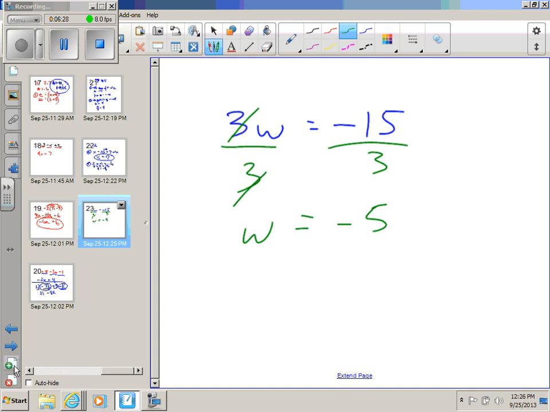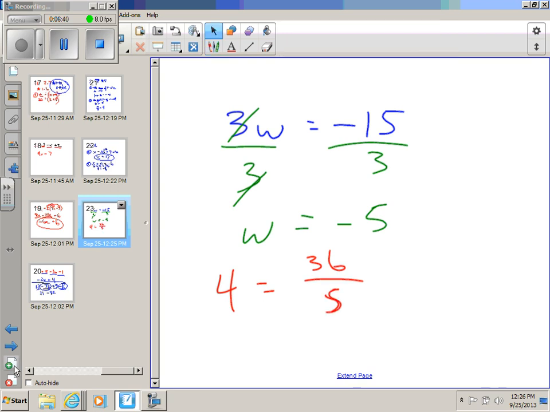And finally, 4 is equal to 36 divided by s. A little bit different, because what's actually happening is you're dividing by s. So the opposite would be to multiply by s. But can you mentally reason, what would you have to divide 36 by to get 4? 36 divided by what gives you 4? Sophia? 9. 36 divided by 9 is 4. S equals 9.